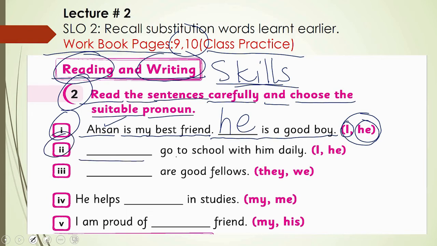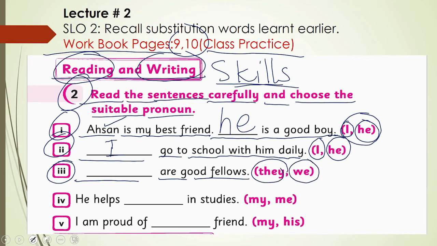Number 2. Dash go to school with him daily. Who goes to school with him daily? Is it I or is it he? I go to school with him daily. Number 3. Dash are good fellows. They or we? We are good fellows. Number 4. He helps dash in studies. He helps my in studies. Doesn't sound so good. He helps me in studies.